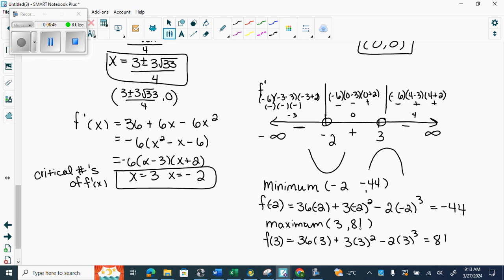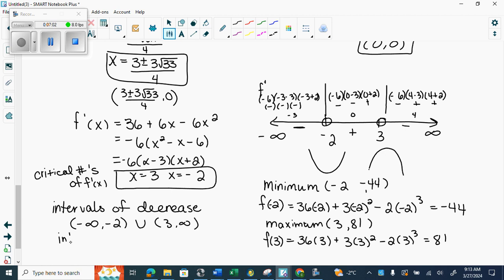Okay, then if I say intervals of increase, decrease, intervals of decrease are negative infinity to negative 2, union, which means or, 3 through to infinity. Intervals of increase are negative 2 to 3. So that's if I give you an equation, yes?